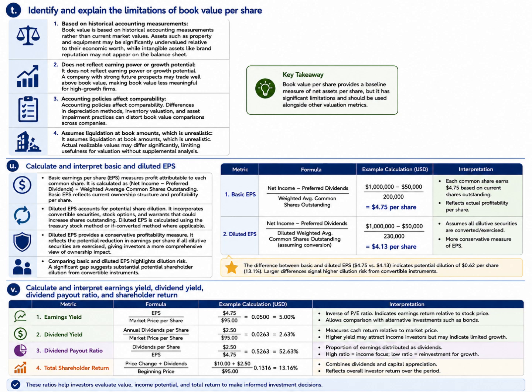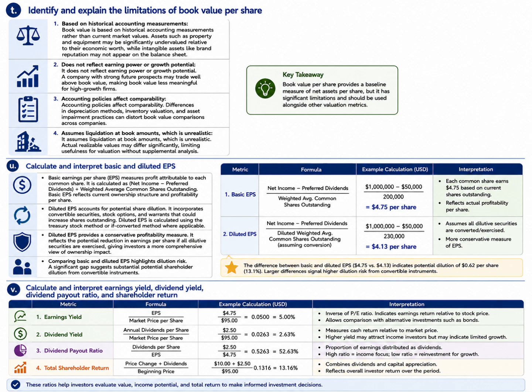Diluted EPS is calculated using the treasury stock method or, if applicable, the if-converted method. Diluted EPS provides a conservative profitability measure. It reflects the potential reduction in earnings per share if all dilutive securities are exercised, giving investors a more comprehensive view of ownership impact. Comparing basic and diluted EPS highlights dilution risk. A significant gap suggests substantial potential shareholder dilution from convertible instruments.